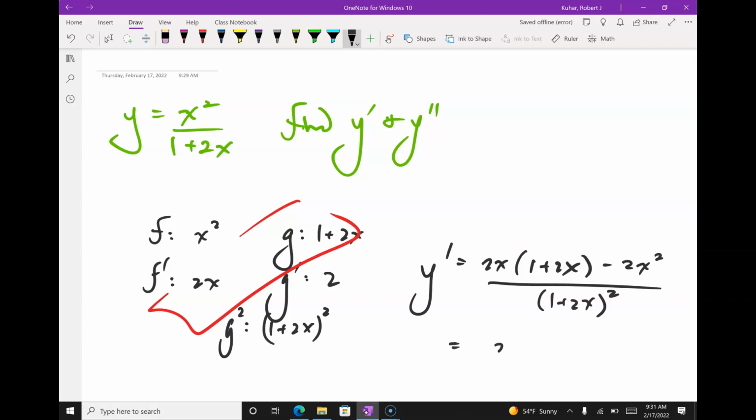So notice I can take out a 2x, right? And what's left? 1 plus 2x minus x. Make sure you see that.